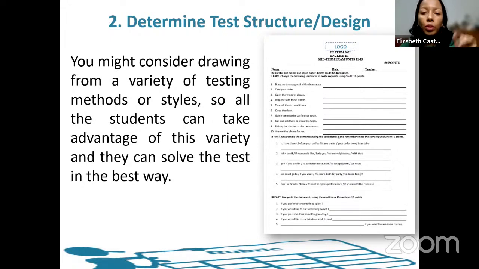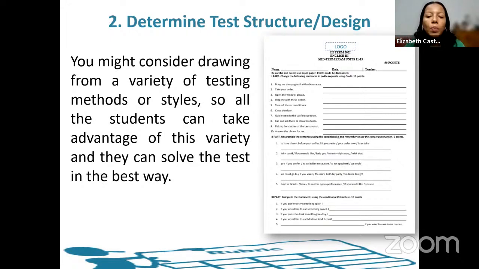Number 2, you need to specify part 1, then part 2. Unscramble the sentences using the conditional if, and remember to use the correct punctuation. 5 points. So you have 5 items, you have 5 points, and in the previous one you have 10 items, 10 points. You should give 1 point per item. The case that you use 2 points per item is because the level of difficulty is analysis. When the level of the item is analysis, then you can give 2 points per answer. If not, if it's very mechanical, reorganize, include a word, 1 point.